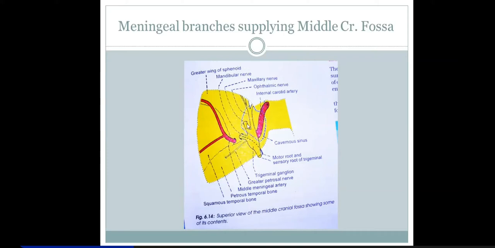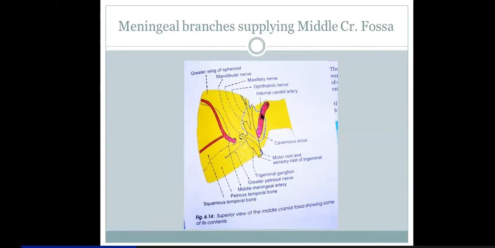Then anteriorly in this fossa is the foramen rotundum. Through foramen rotundum emerges the V2 division, the maxillary nerve. We're not talking about that right now. Then the other artery supplying blood to the middle cranial fossa is the meningeal branches from the internal carotid artery. Internal carotid artery will be taught to you in detail. I think that must have already been taught to you, but if I get time, I'll continue with that.